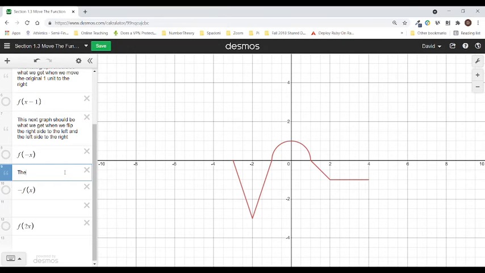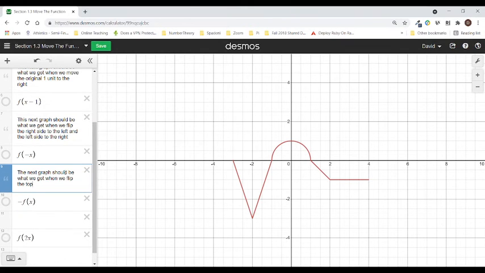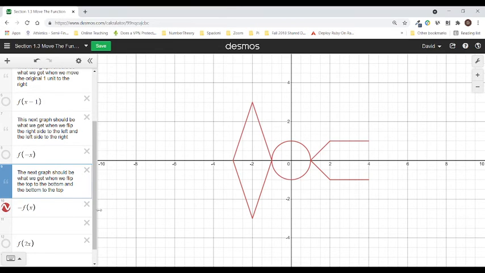The next graph should be what we get when we flip the top to the bottom and the bottom to the top. In other words, this half circle on top should now be on the bottom. This valley should turn into a spike on top. This little plateau should actually be flipped to the top. And when we turn that part of the graph on, sure enough, that's exactly what we see.